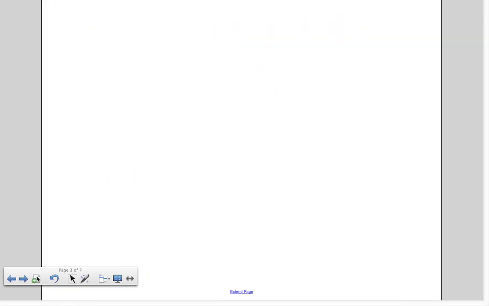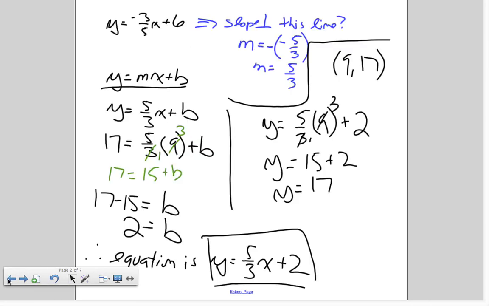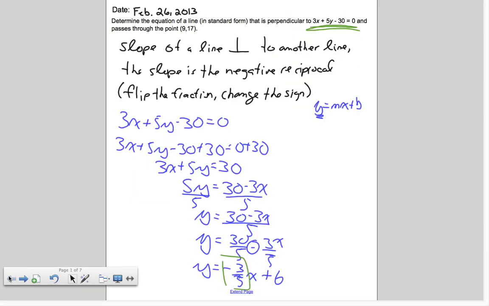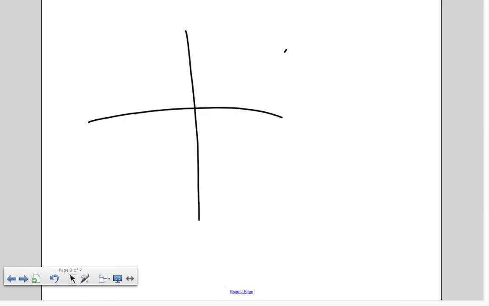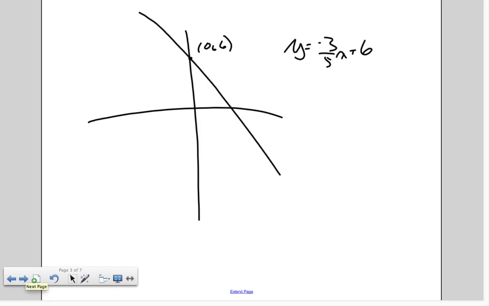So let me draw a quick diagram. What was our other equation? y is equal to minus 3/5 x plus 6. Why didn't you just draw a line? Because I hate drawing, and it's less accurate. So here we saw that this was say 0, 6, and maybe our line looked something like that.